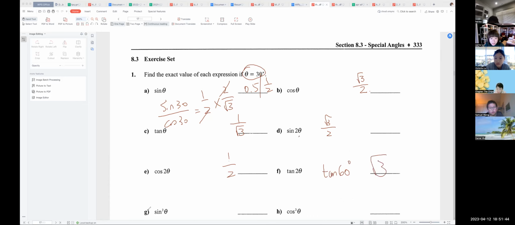Okay. So Elaine, sine theta squared. 1 over 4. Very good. Cosine theta squared. Daniel.